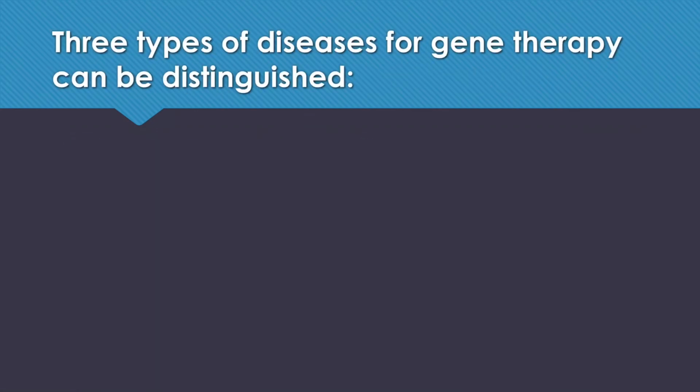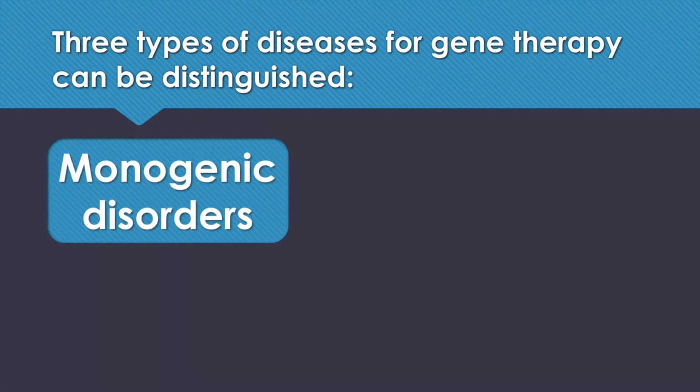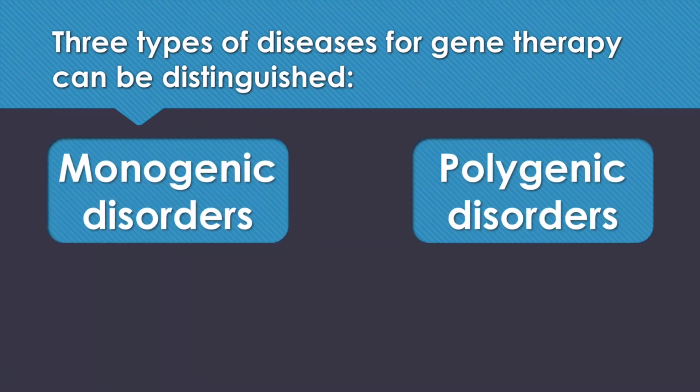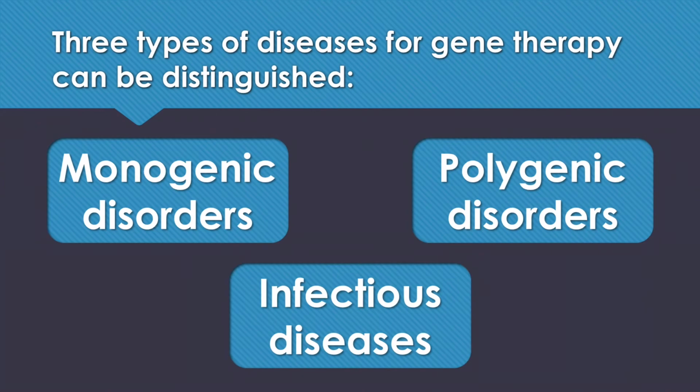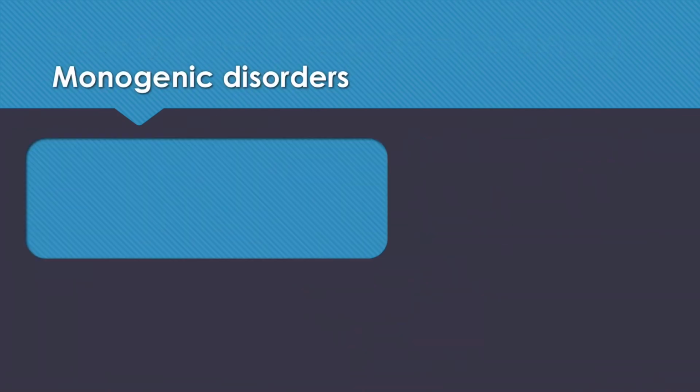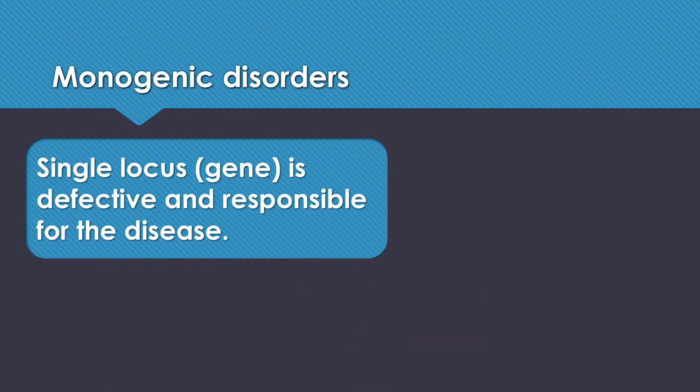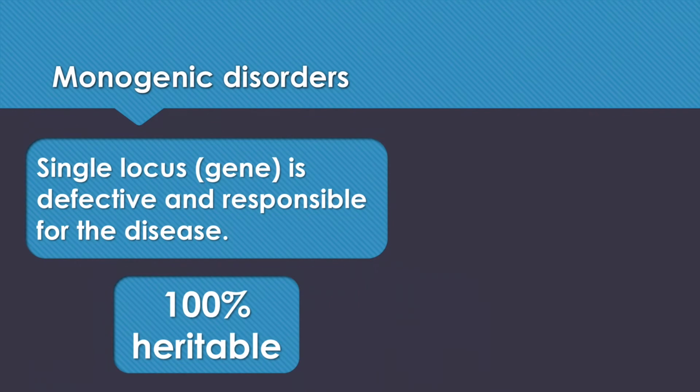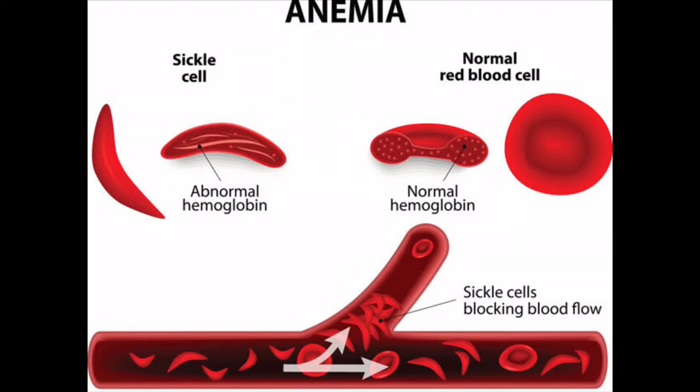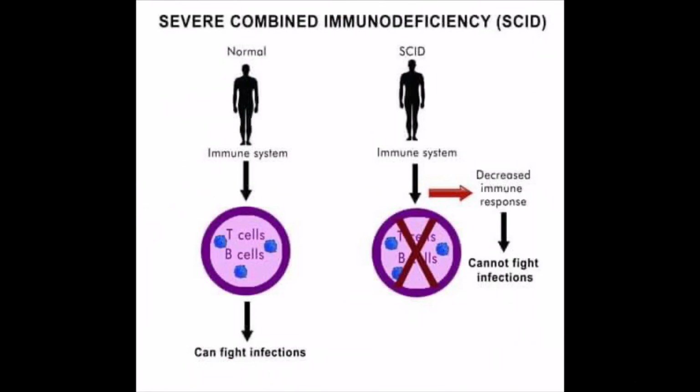The three types of diseases for gene therapy can be distinguished into monogenic disorders, polygenic disorders, and infectious diseases. Monogenic disorders are those in which a single locus or gene is defective and responsible for the disease. It is 100% heritable, which means that we acquired this disorder from our ancestry. The examples are sickle cell anemia, severe combined immunodeficiency, and many more.